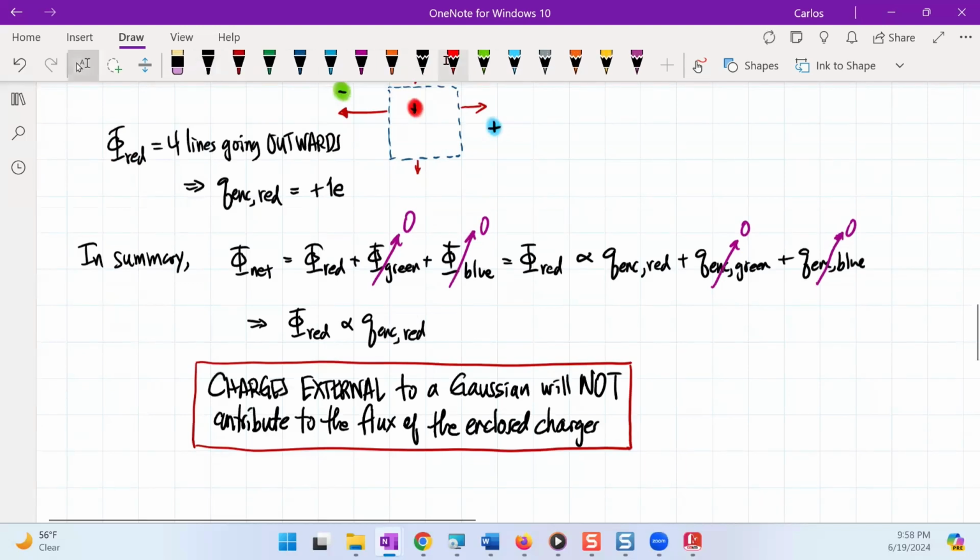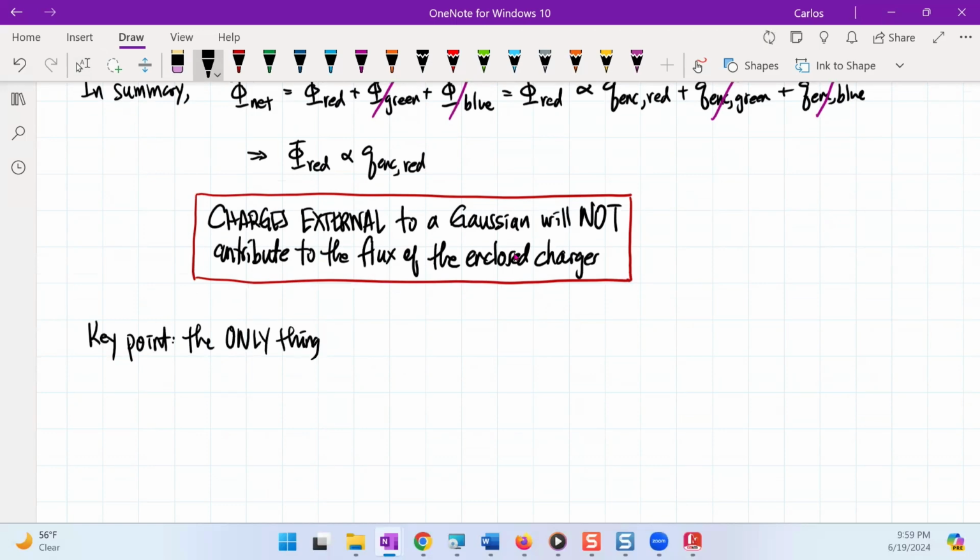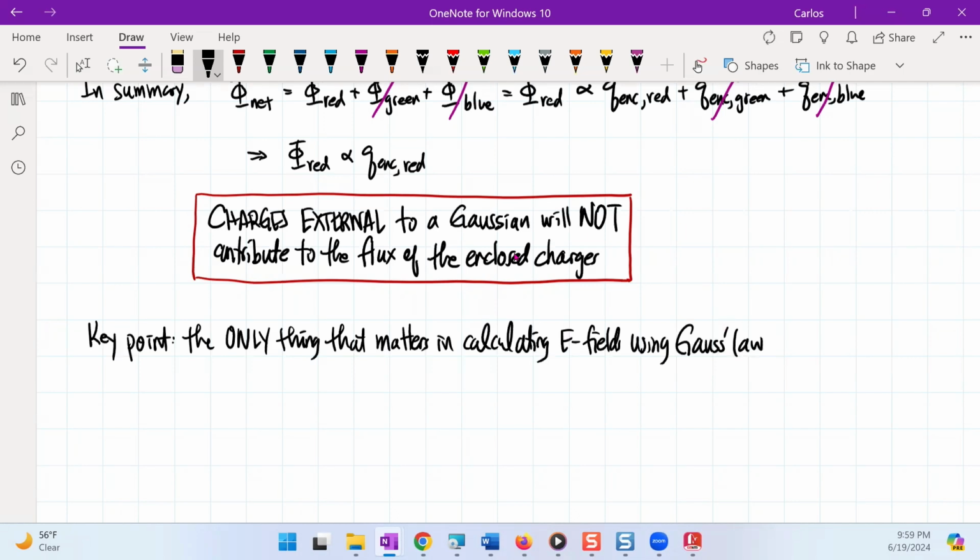The key point being what? Key point. The only thing that matters in calculating electric fields using Gauss's law is the enclosed charge, not anything else.